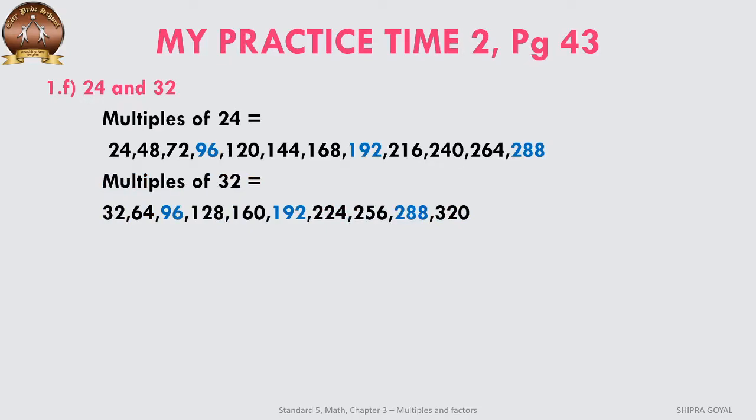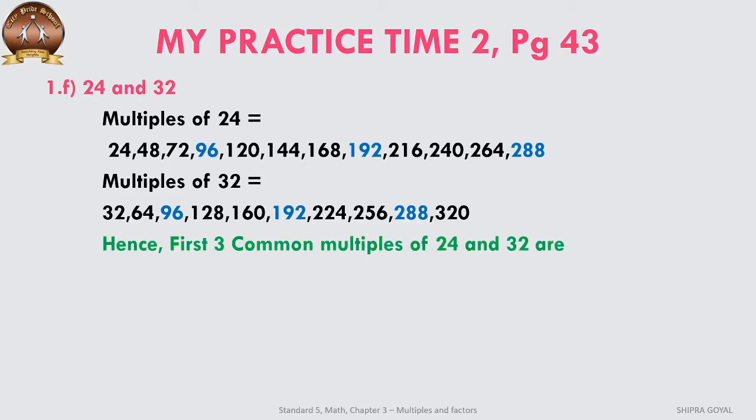So when you compare the two tables, the first common multiple is 96, second is 192, and the third is 288. Hence the first three common multiples of 24 and 32 are 96, 192 and 288.